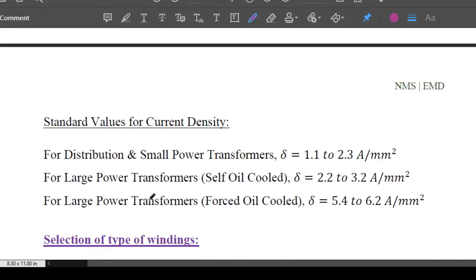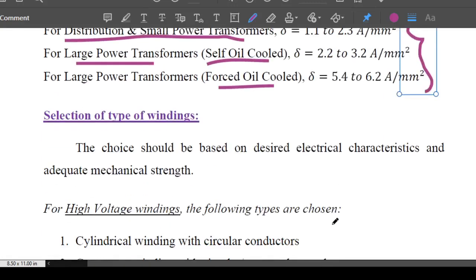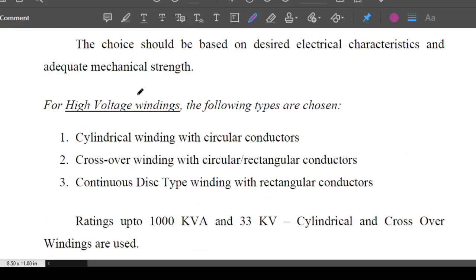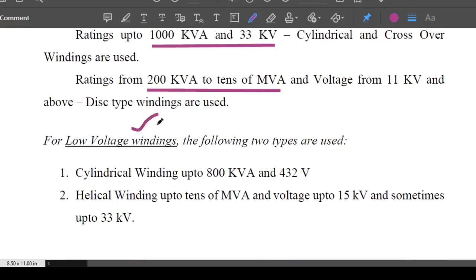These are some standard values for your current density, considering the type of transformers: distribution and small power transformers. If you are going for large power transformers, based on the method of cooling, the value for delta will change. This is a standard value. Either they will give it in the question, or you have to remember this and use it whenever it is necessary. This also tells you about the type of windings, high voltage winding and low voltage winding. If you are going for high voltage winding, you can pick any one among these types of conductors, and you can also choose based on your machine rating, voltage rating and kVA rating. And if it is a low voltage winding, you can choose any one among these two coils.